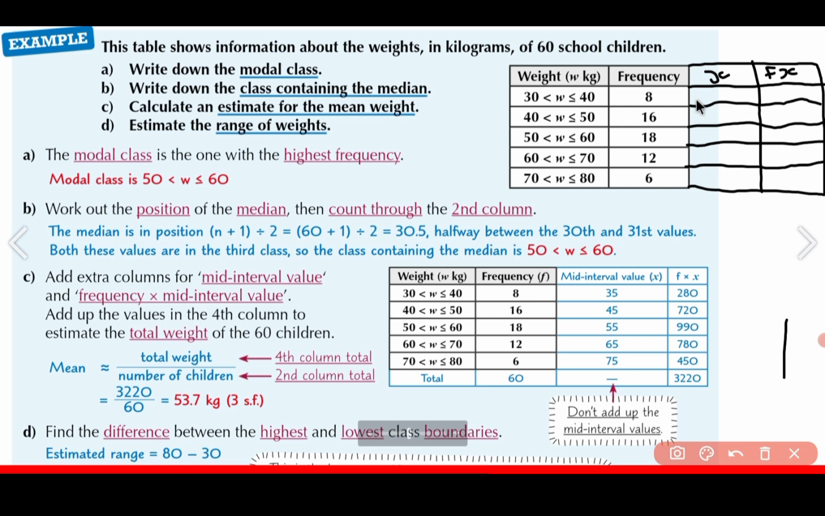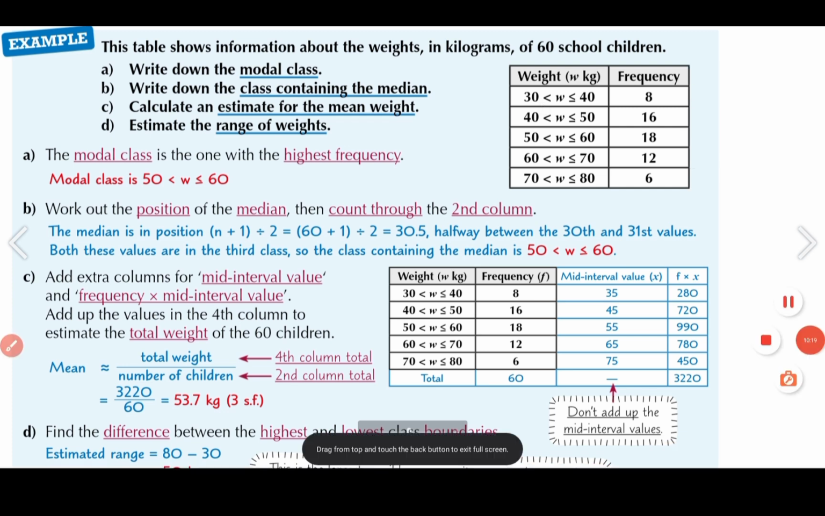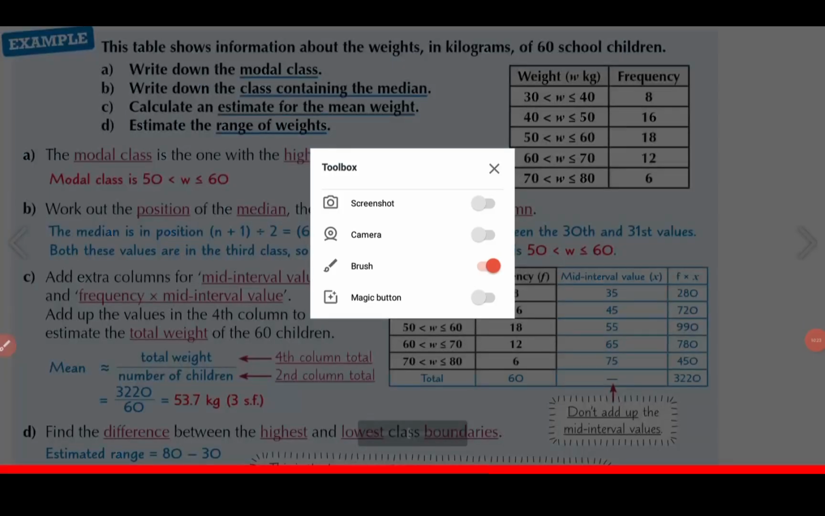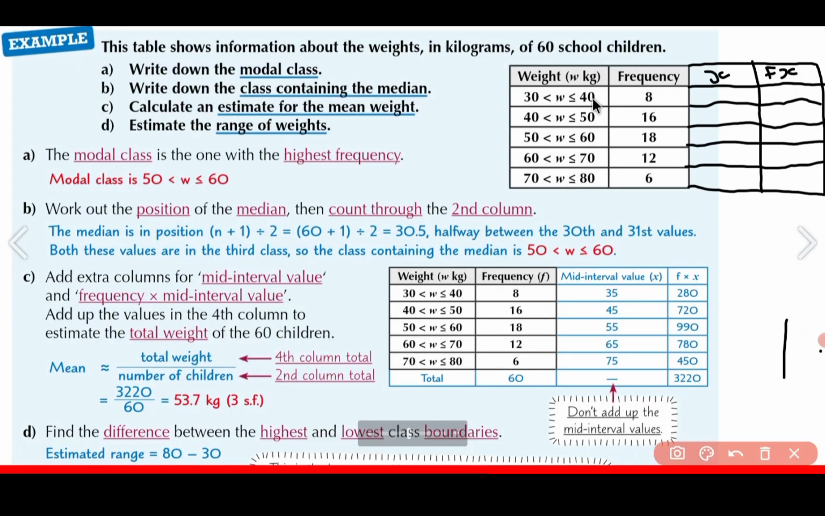So how do you find x? You add, I've already shown you this, 40 plus 30, that is 70, then you divide it by 2, it gives you 35. 50 plus 40, 90, divided by 2, it gives you 45. 50 plus 60, that is 110, divided by 2, it gives you 55. 60 plus 70, that is 130, divided by 2, it gives you 65. 80 plus 70, that's 150, divided by 2, it gives you 75.